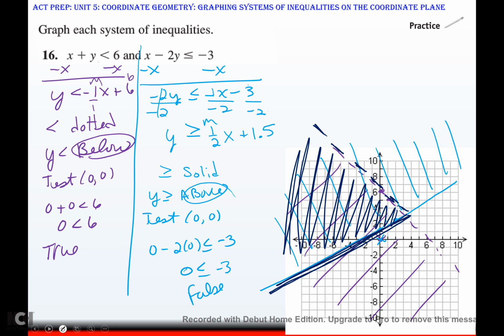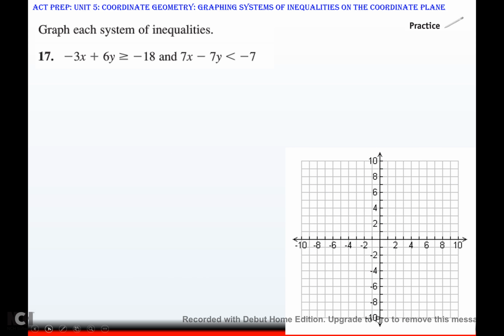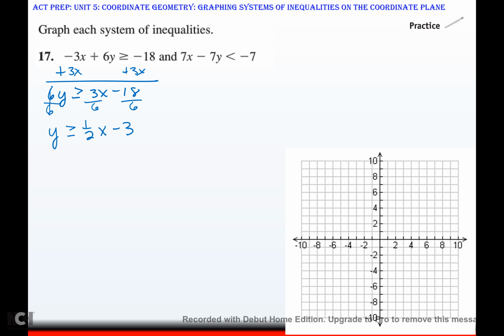Sorry, I was looking at my paper and I messed that up. Okay, so 17. All right, if I get y alone on the first one, I'm going to add 3x, add 3x. I get 6y is greater than or equal to 3x minus 18. Divide by 6, divide by 6, divide by 6. I get y is greater than or equal to 1/2 x minus 3.